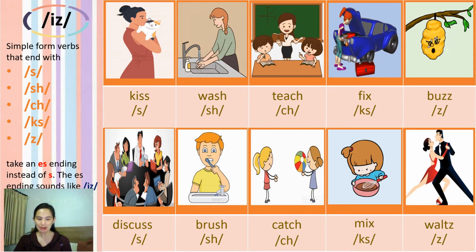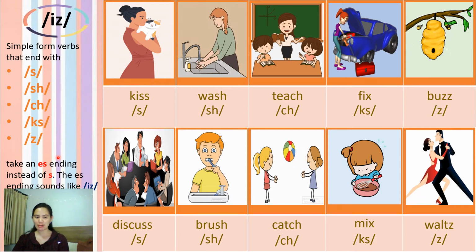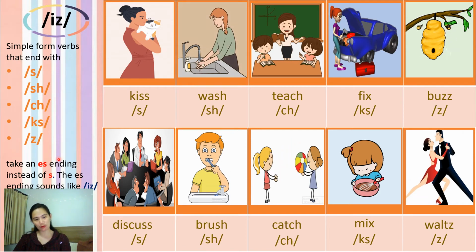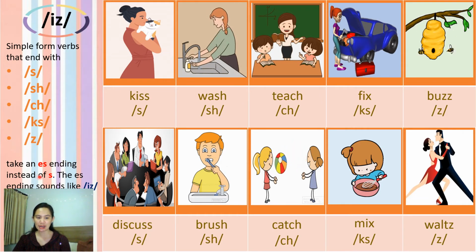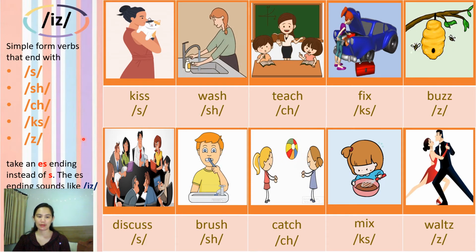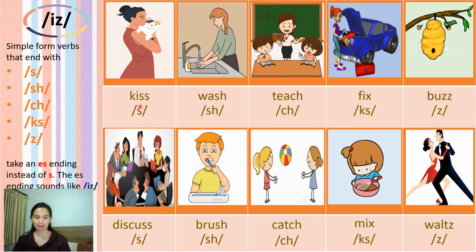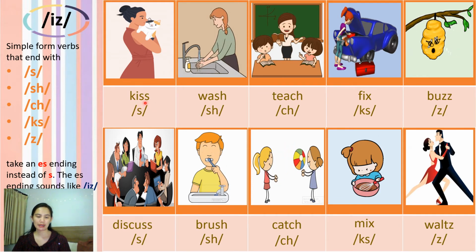Again, I want to emphasize to you that if you hear all of these sounds, and if you want to transform the simple form of the verb, you're gonna add es instead of s at the end of the simple form of the verb. Now let's try this word kiss here. The word kiss ends with the sound of s.